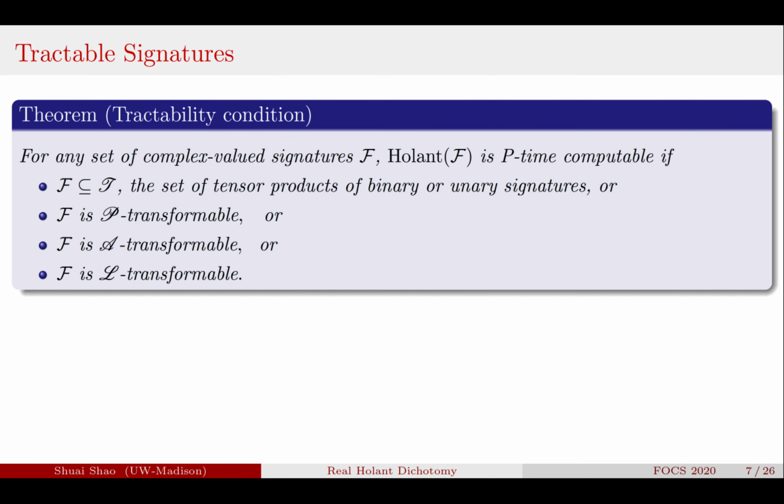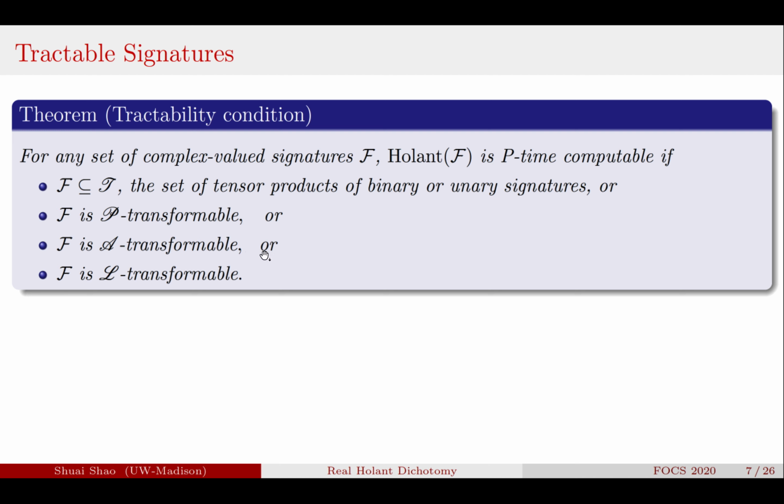Now, we first introduce the following classes of tractable signatures. The first class, denoted by T, is the set of tensor products of unary and binary signatures. So this class will be commonly used in this talk. There are also product type signatures, affine signatures, and local affine signatures. And here, transformable means that these signatures can be obtained by a holographic transformation.